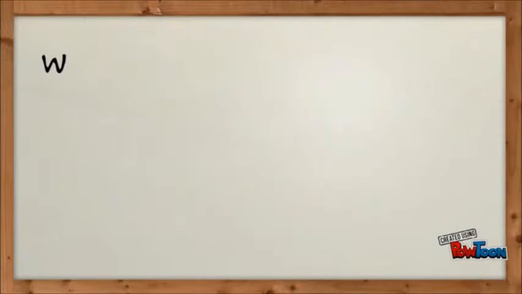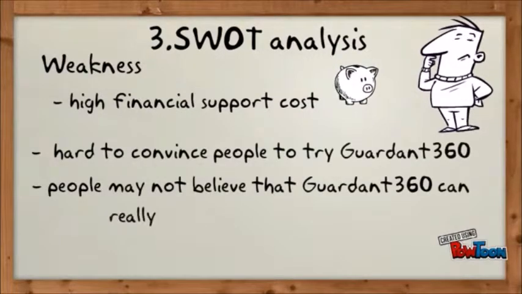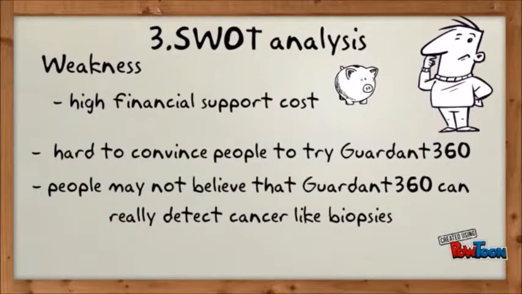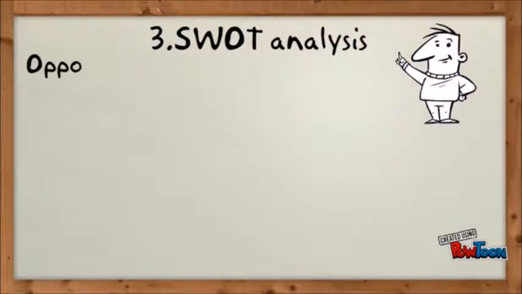The second weakness is high financial and support costs. The research and analysis process spends a large amount of resources, so this business requires good financial management. And the last weakness, the product is quite new, so fewer people know about Guardant 360. It might take some time for more people to be familiar with this business. Next, opportunity.